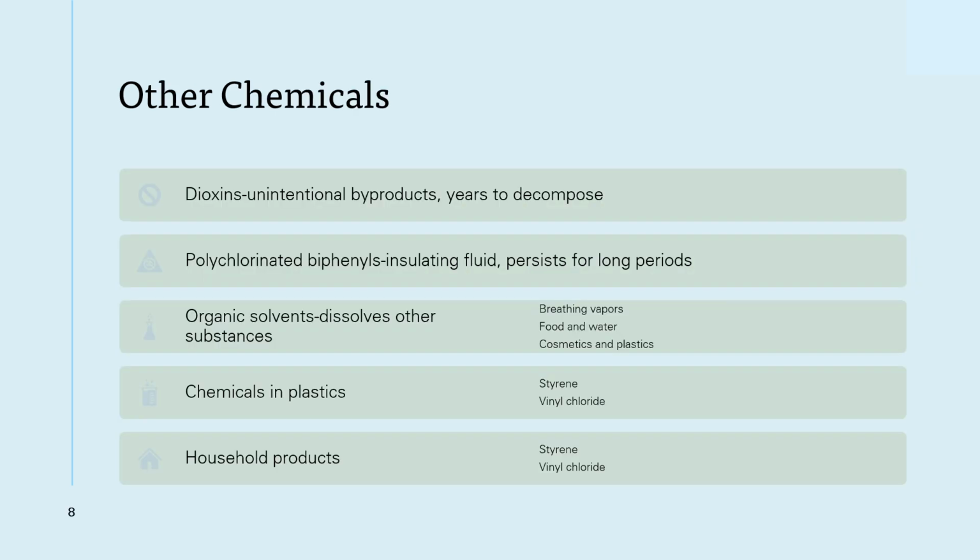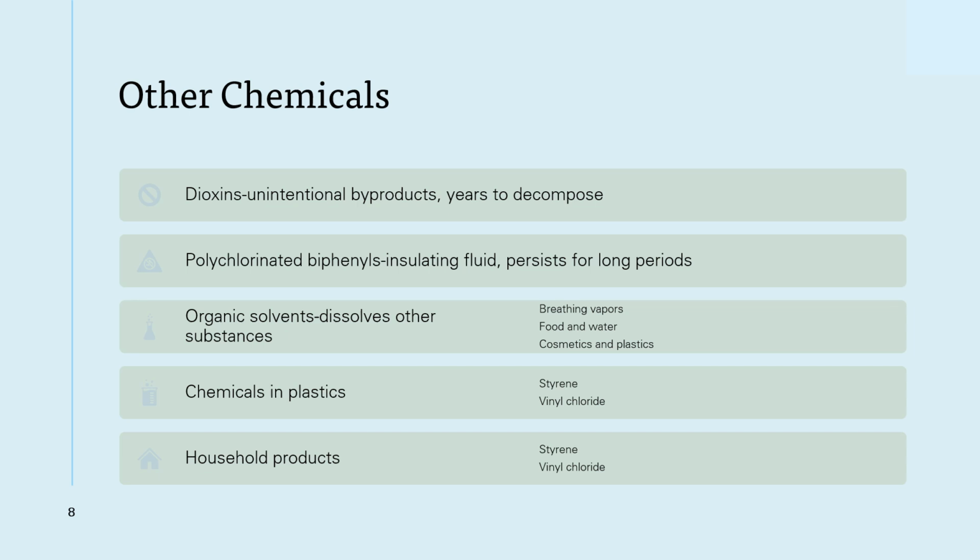Dioxins are another example of hazardous chemicals that we're often exposed to. It's usually a byproduct from either natural or industrial processes. Unfortunately, it takes years for dioxins to decompose. It also takes years for polychlorinated biphenyls to decompose, and they persist for long periods in the environment. These are used for insulating fluid. Organic solvents actually dissolve other substances.